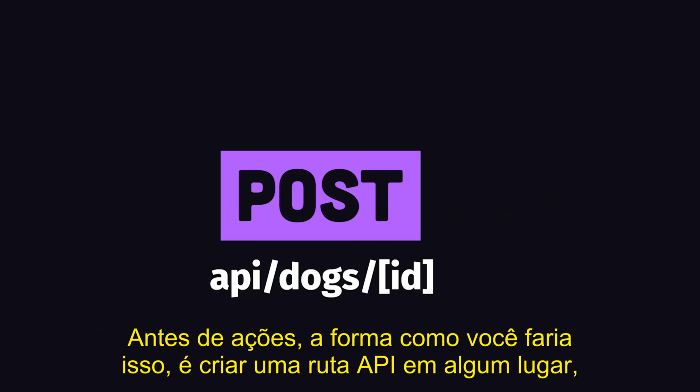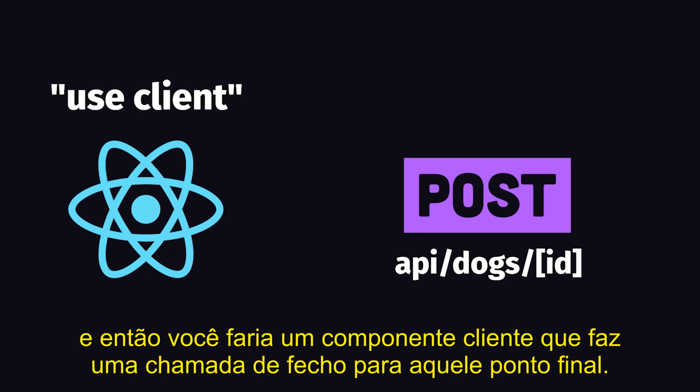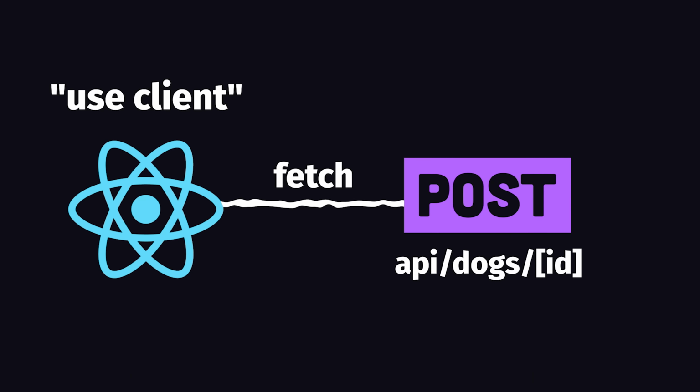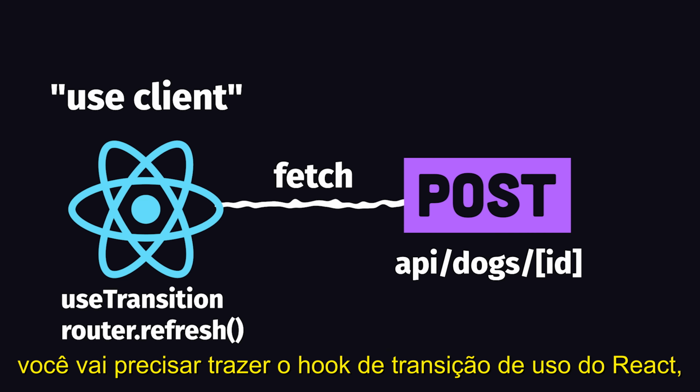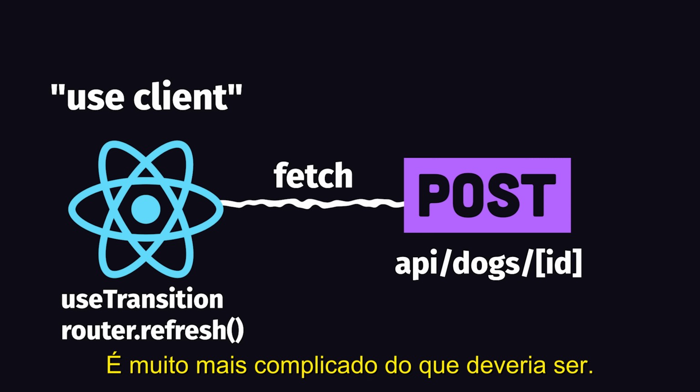Prior to actions, the way you would do this is to create an API route somewhere that uses a post or put request to run the actual mutation. Then you would create a client component that makes a fetch call to that endpoint. Then on top of that, to show the updates in the page, you'll need to bring in the use transition hook from React and tell the client-side router to refresh the page. It's way more complicated than it should be.